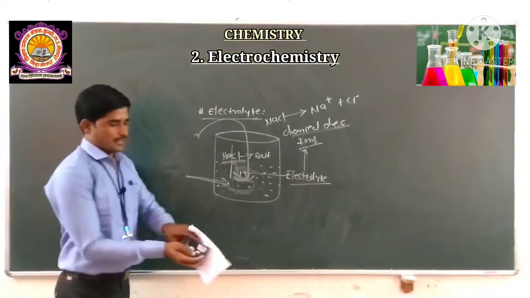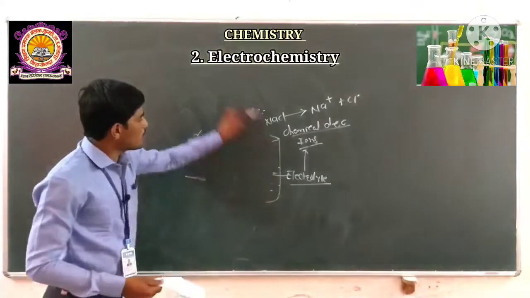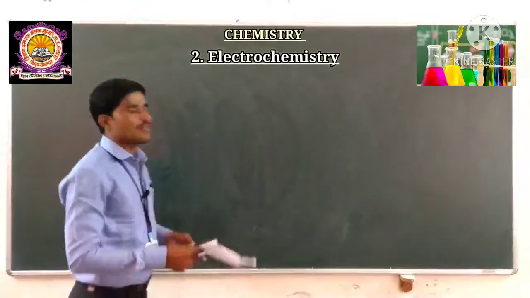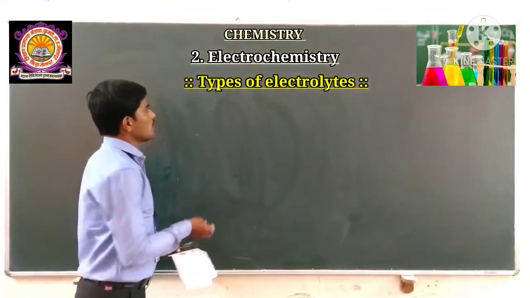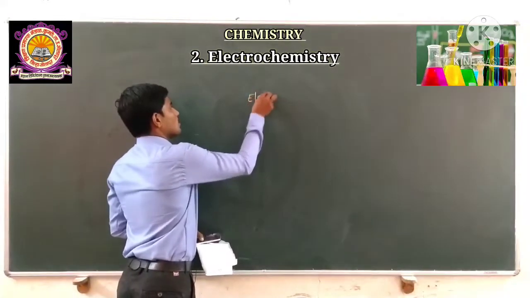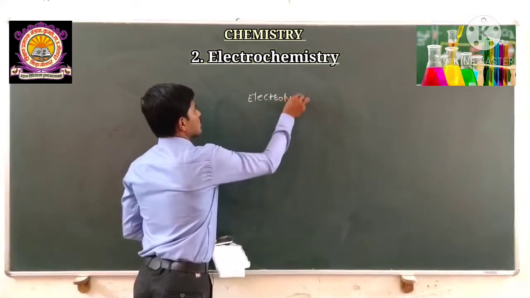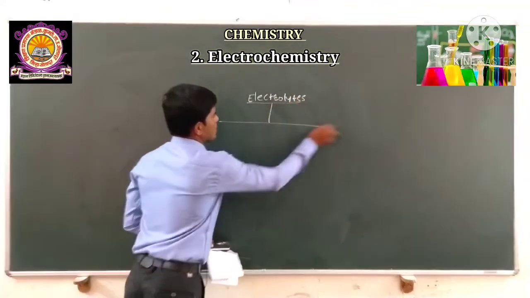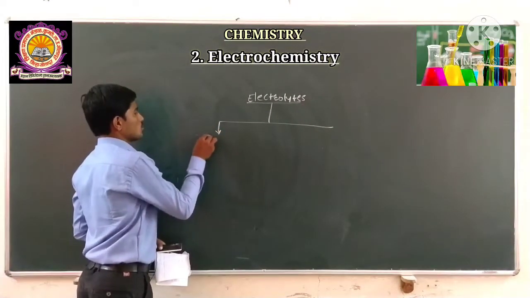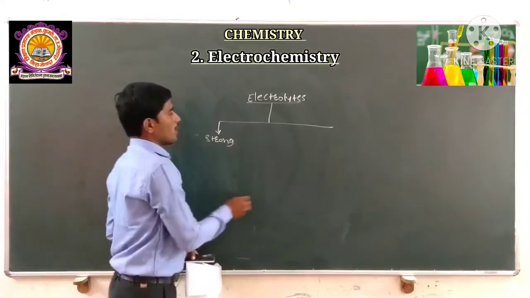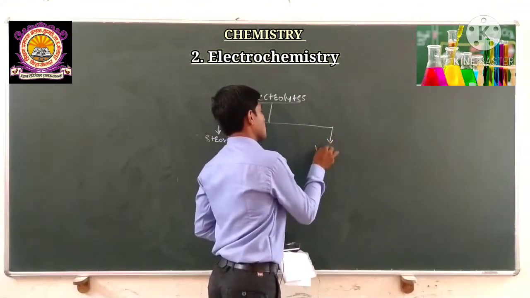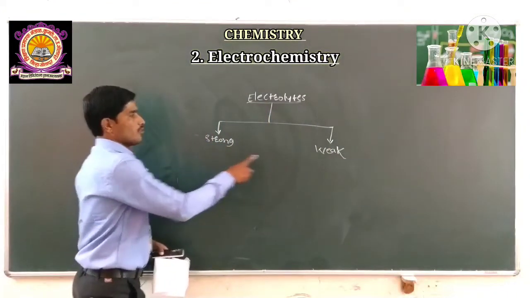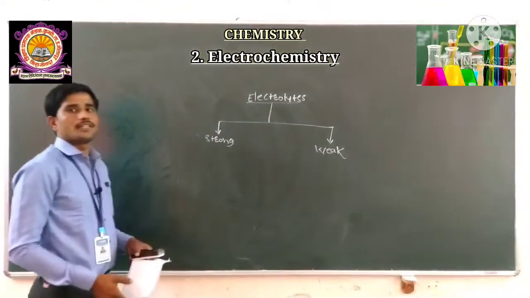Now the electrolytes will be divided into two different types. One is strong electrolyte, while another is weak electrolyte.